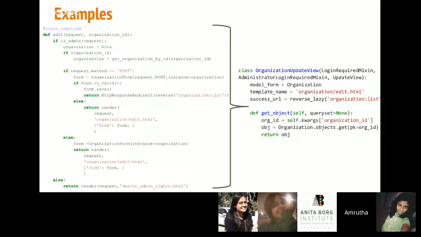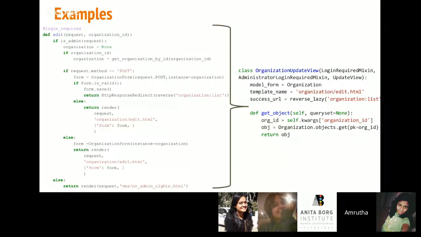For that we need to specify the model name, that is, the organization model is the model that I want to update, and the template name to which I want to render it, and the success URL. Once I have my updation, it will return to the organization list. And when you want to update an object, we always access it by its ID. So I have given a primary key for the organization object, like organization ID in models.py.